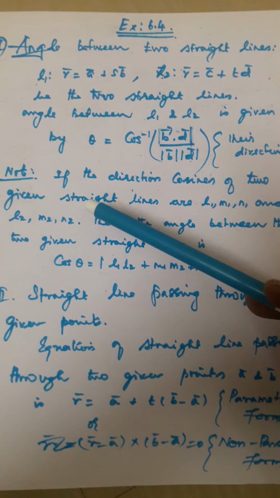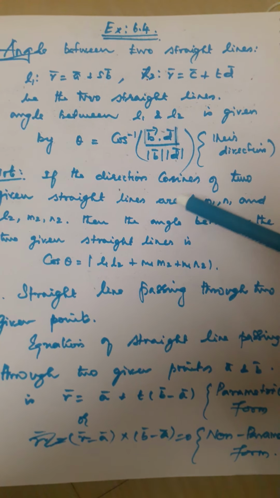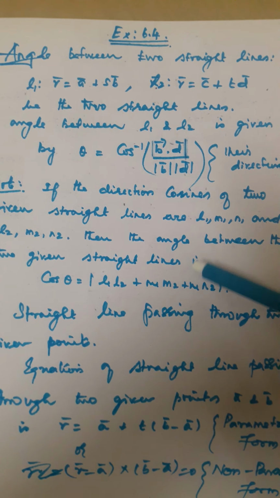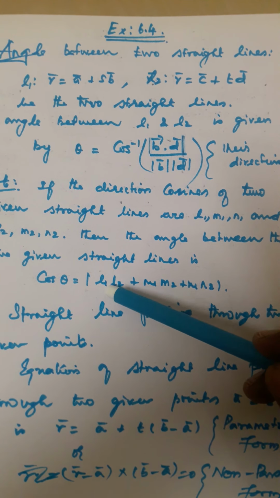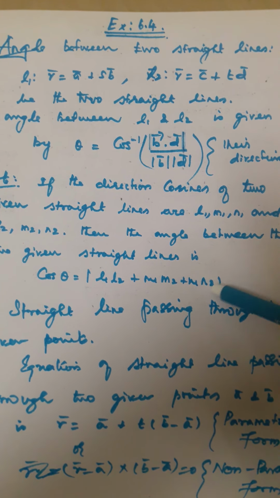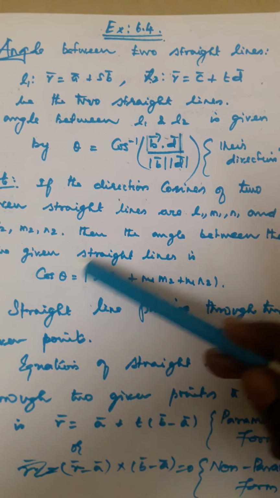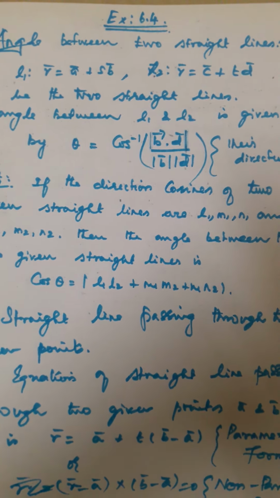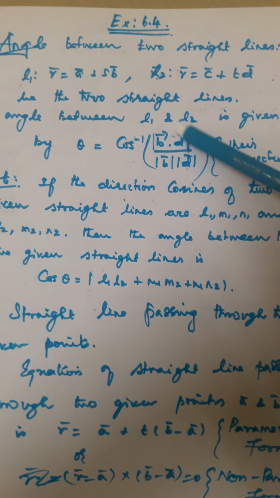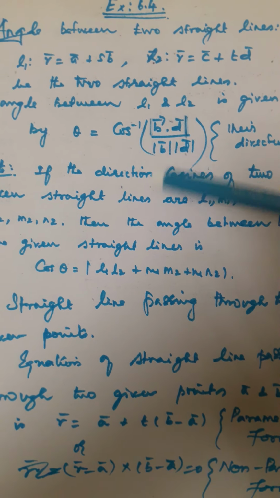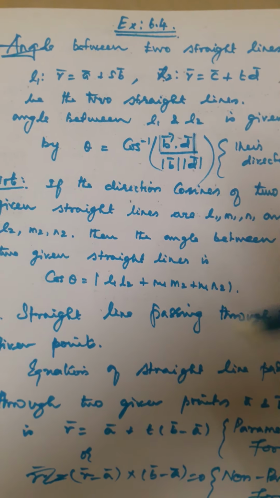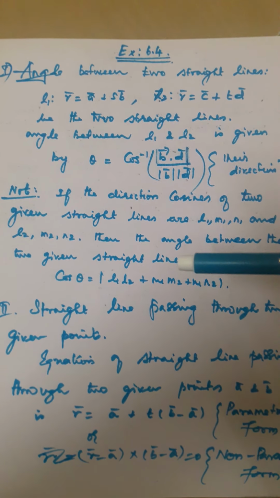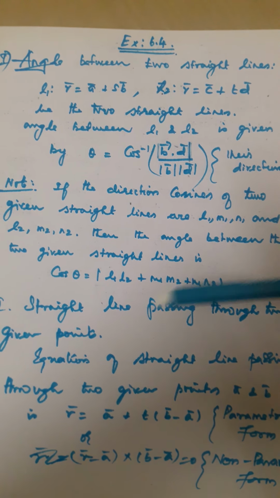So that is your formula. And you have one note: if the direction cosines of two given straight lines are l1, m1, n1 and l2, m2, n2, then the angle between the two given straight lines is given by cos theta equal to modulus of l1 l2 plus m1 m2 plus n1 n2. If you know the direction cosines, you know direction cosine is cos alpha, cos beta, cos gamma. So this formula only we are going to use, and this is for your information. Sometimes 1 mark they will ask, and you know the perpendicular condition and parallel condition, that you can refer to your textbook.